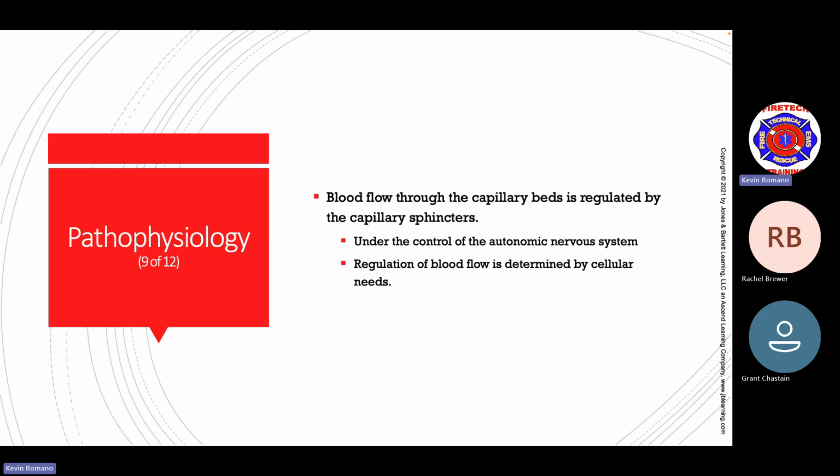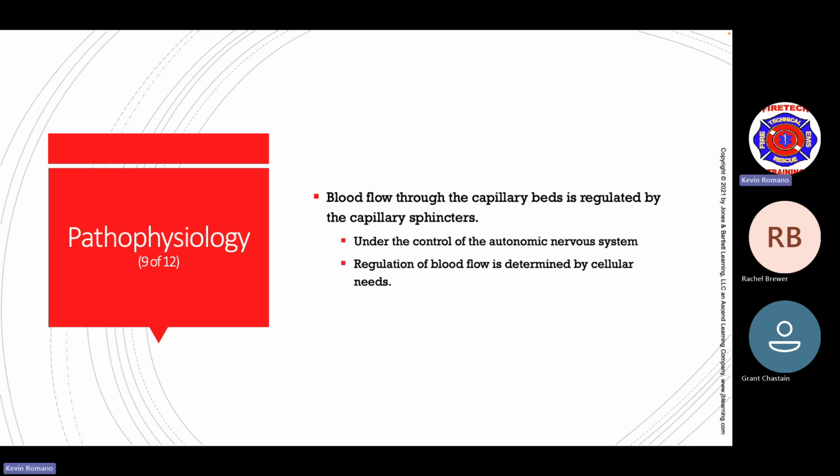The blood flow through the capillary beds is regulated by the capillary sphincters, so circular muscular walls that constrict and dilate. These sphincters are under the control of the autonomic nervous system, right, which regulates involuntary functions such as sweating and digestion. Interesting to talk about digestion and things like that too. Capillary sphincters also respond to other stimuli such as heat, cold, the need for oxygen, and the need for waste removal. Right, so regulation of blood flow is determined by cellular needs.